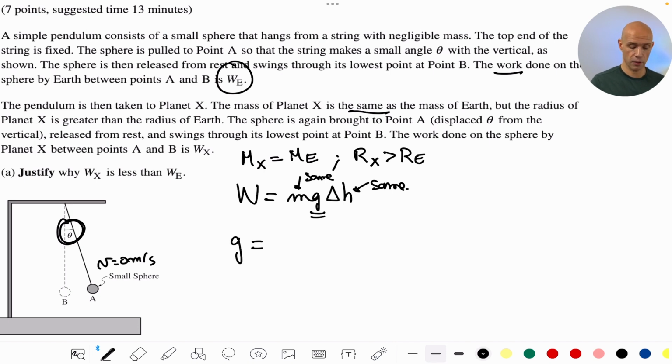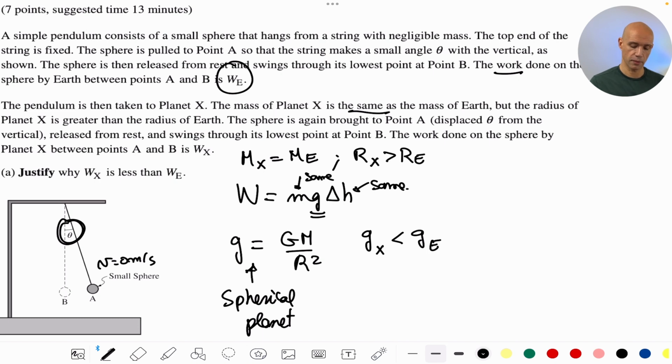g for a spherical planet, we assume, is going to be g = GM/r squared. You may have seen this in class. So the gravitational acceleration on planet X, since the radius is greater but the mass is the same, is going to be less than the gravitational acceleration on E, because the denominator is greater, while the numerator is the same.